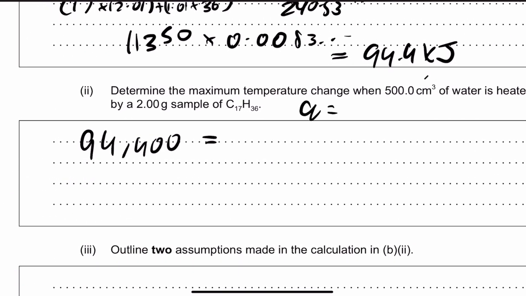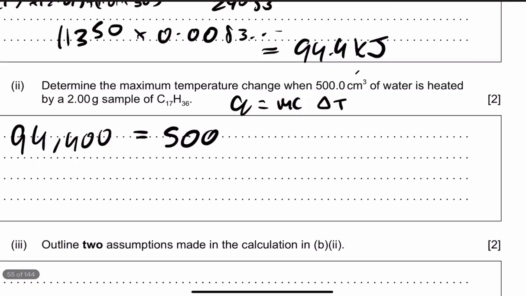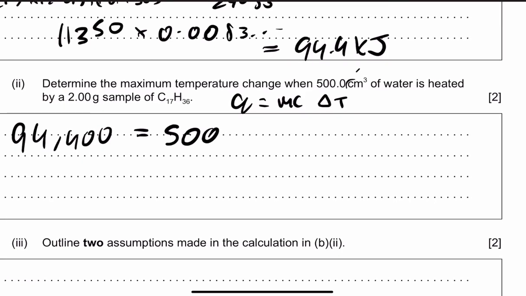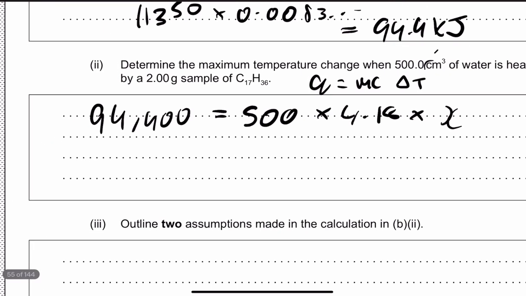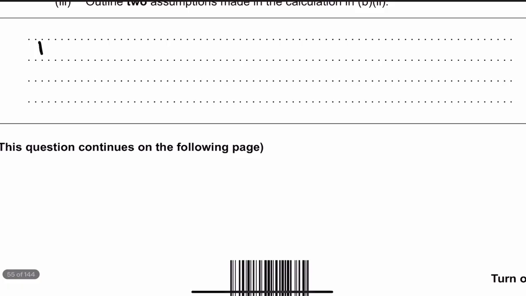So we're using Q equals mc delta T, and I'm just going to rearrange that. Our mass of water is 500 cm cubed, and we'll assume it's 500 grams, times c, which is 4.18, and then our delta T is our x. So we rearrange and we get a delta T of 45.2 Kelvin.